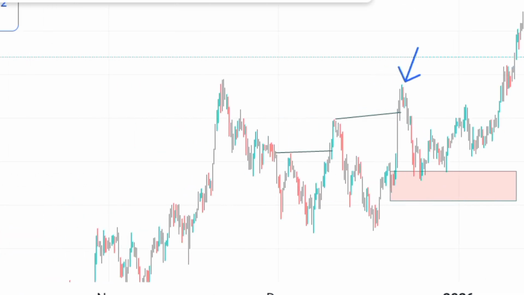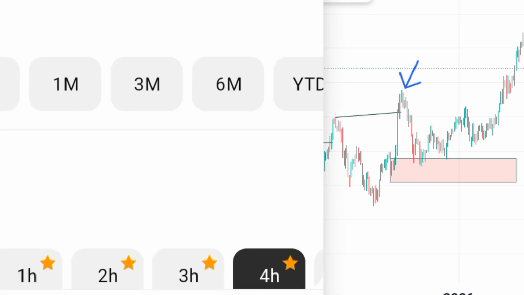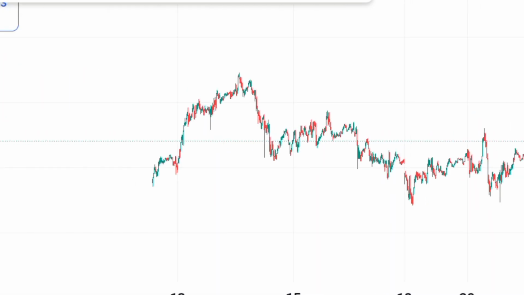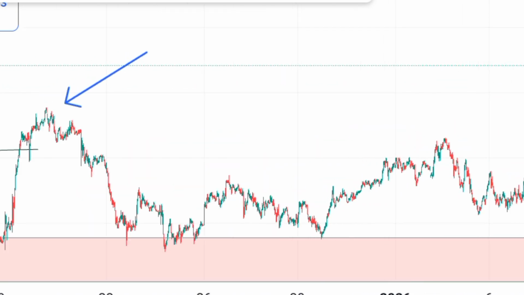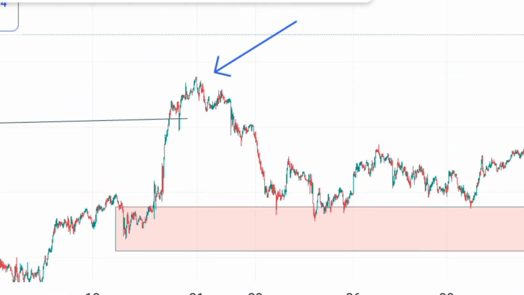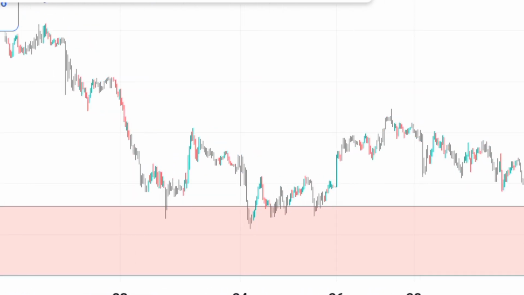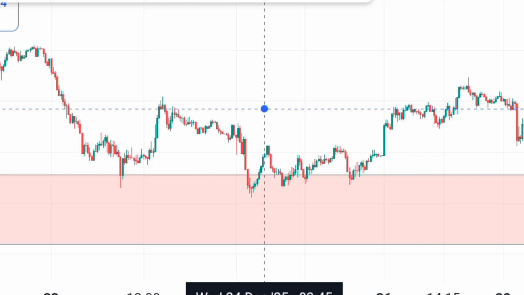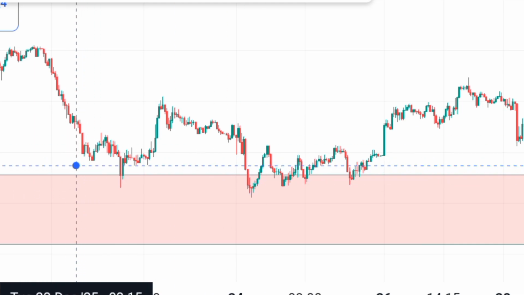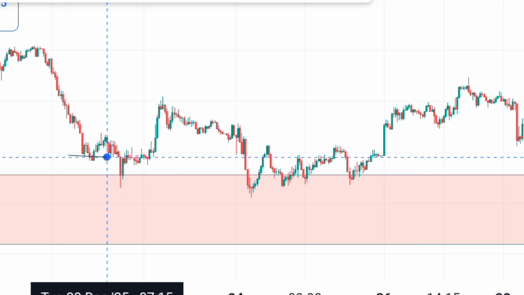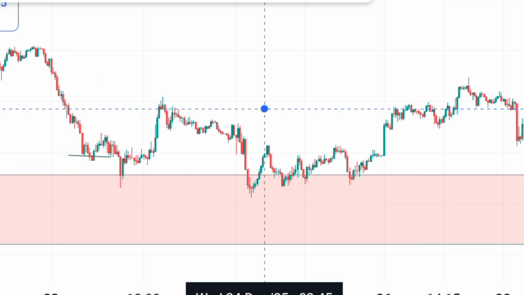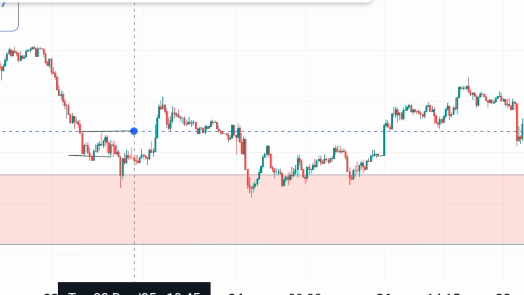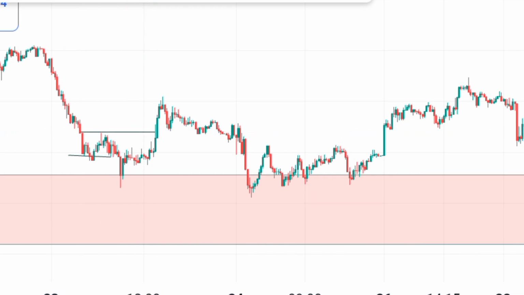Then let's go to our lower time frame and see the change of character that the market used before moving in our direction. When the market reached here, it created a change of character. The change of character that we are talking about is this. This was a low. It was a liquidity sweep to the downside. Then you can see it also swept liquidity up and down. This is the change of character that we are talking about.